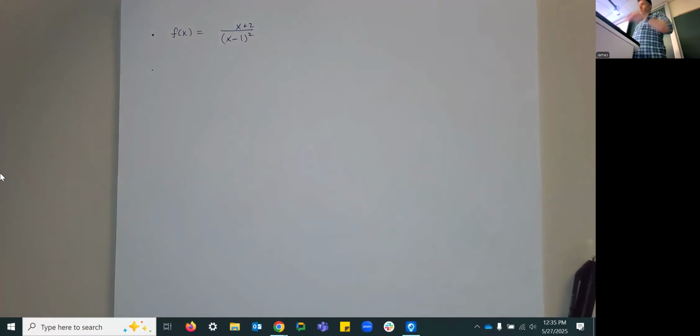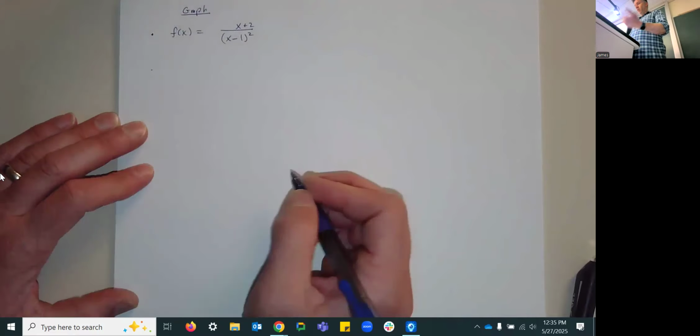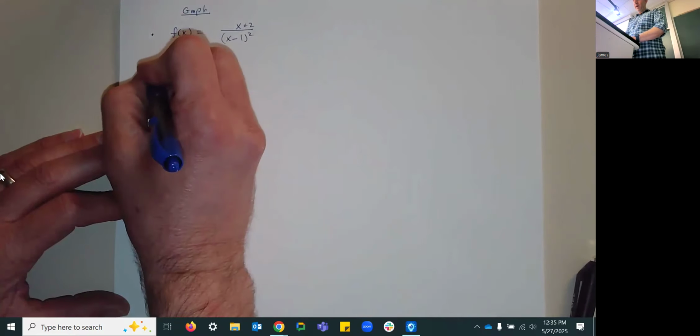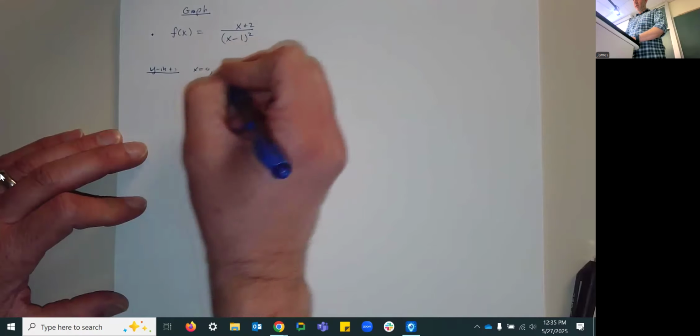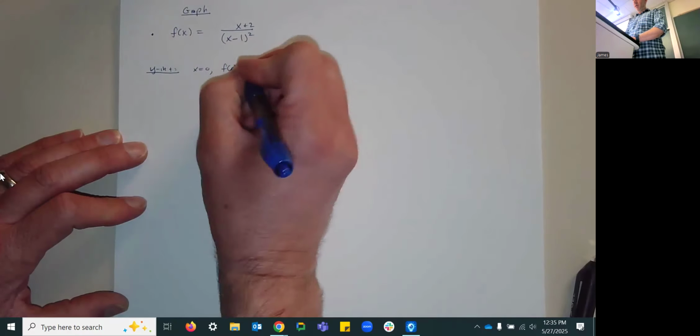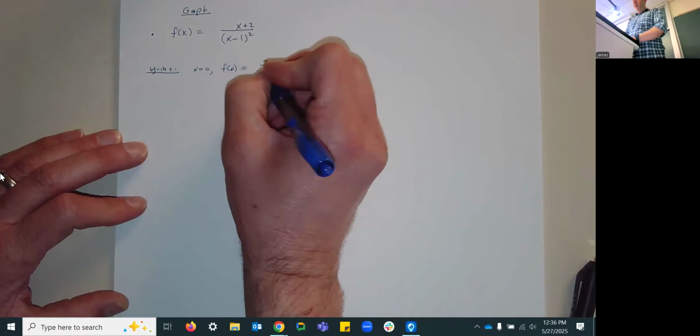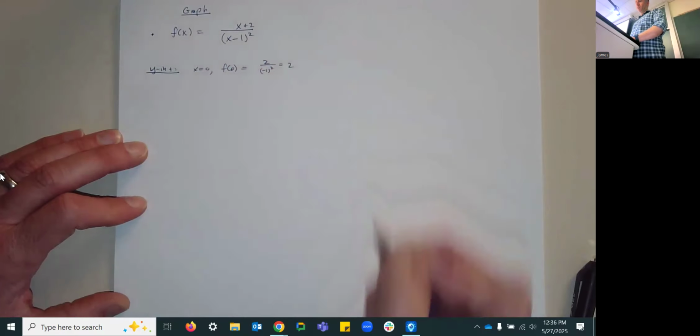So first things first, if we're asked to graph this thing, it's going to be a bit of a process. We're going to find the intercepts. So the y-intercept, we set x equal to 0. We're going to get f of 0 is going to be 2 over negative 1 squared, which is going to be 2. Great.